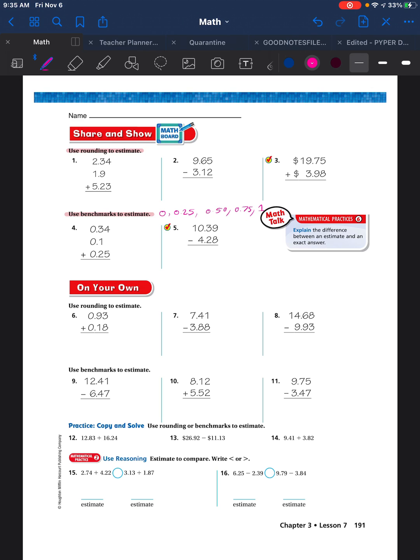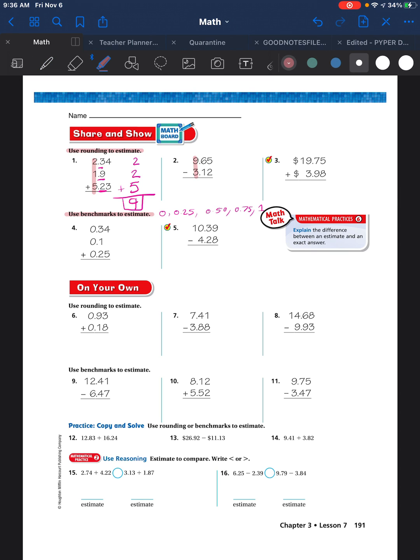Okay, so let's look at 1 through 3. That's just using estimating. So you can go to the closest ones place, or whole number place is totally fine. So we're looking here at 2, 1, and 5. So we look to the right. 3 is less than 5, so that will be estimated to be 2. 9 is greater than 5, so we're going to estimate that to be 2. The 1 goes up. And then I have a 2. It is less than 5, so that will stay a 5 when I estimate. 2 plus 2 is 4. 4 plus 5 is 9. So my estimated answer would be 9.